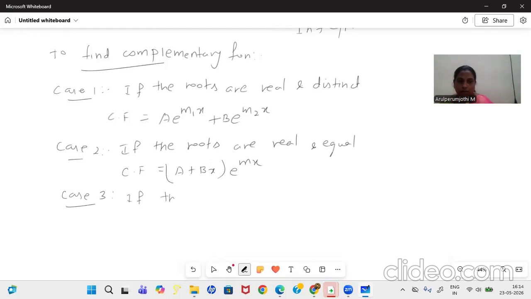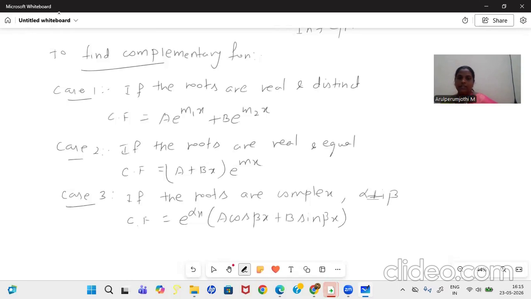And case 3, if the roots are complex, so what do you mean by complex? It is in the form alpha plus or minus i beta. So if the roots are complex, in alpha plus or minus i beta form, then CF is equal to e^(alpha x) into (A cos beta x plus B sin beta x).